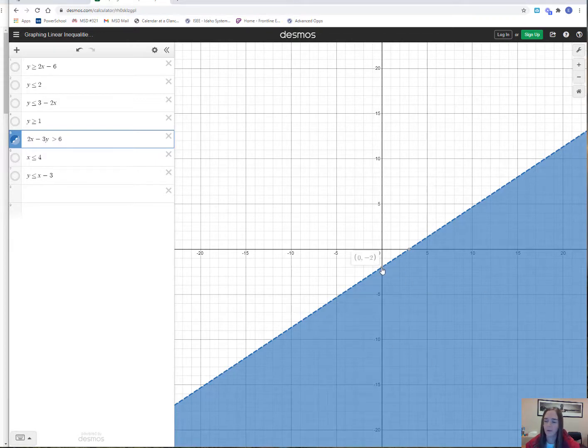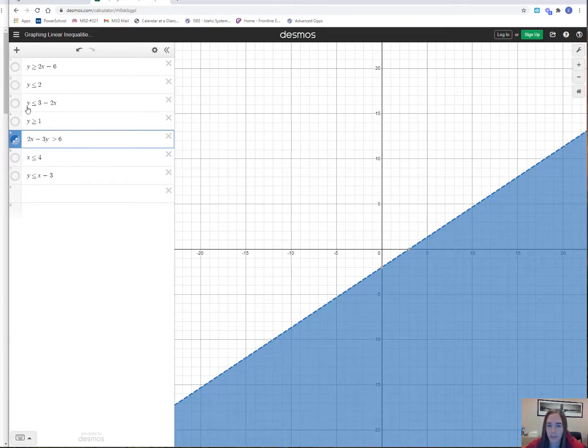Like this point, 0 and -2, if we substituted that into this inequality, what you'd end up with is 6 is greater than 6, which is not true. 6 is not greater than 6, it's equal to it. And so that's why that doesn't work. Okay, that's the main difference.